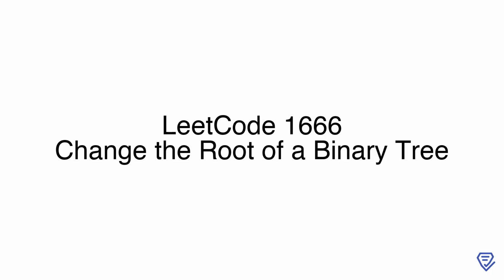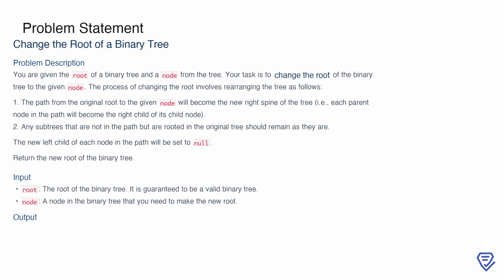Let's dive in. In this problem, you are tasked with changing the root of a binary tree. You are given the current root of the tree and a specific node within the tree that you must make the new root. To achieve this, you will rearrange the tree in a specific way. The path leading from the original root to the given node will form the new right spine of the tree.